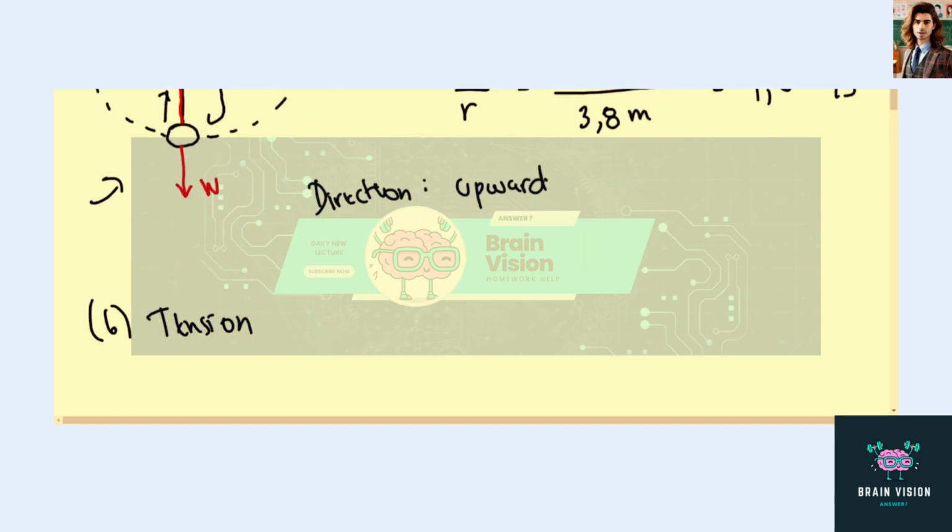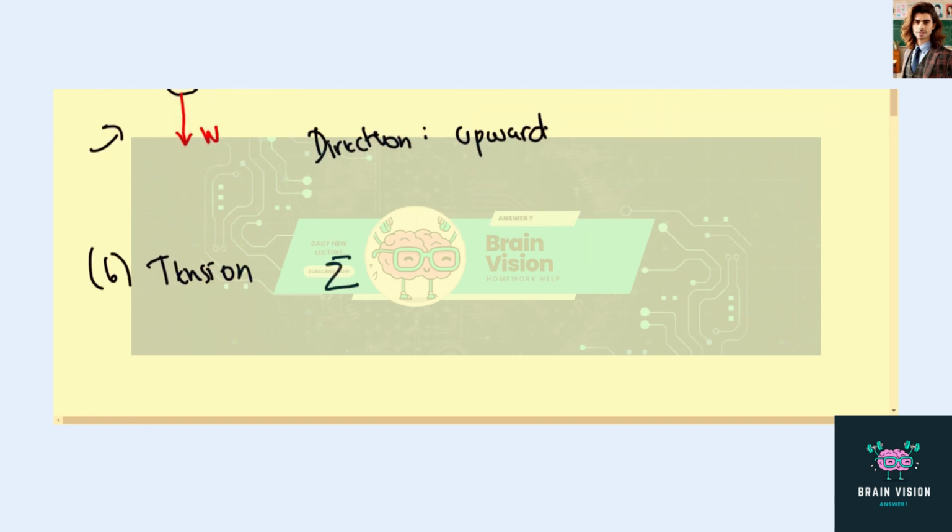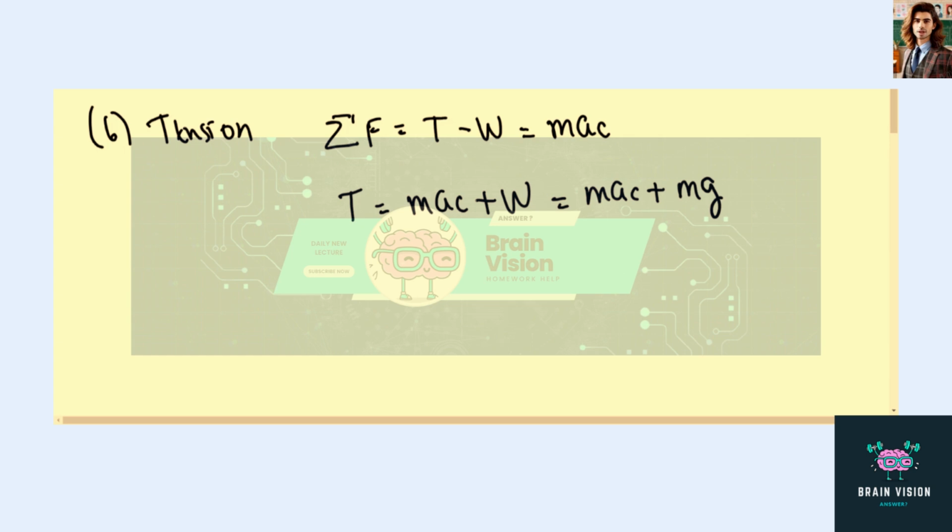So the sum of forces, in this case the tension, which we set as positive, minus the weight, is equal to the mass times the centripetal acceleration. Centripetal because in this case the object is following a circular motion, so we have the centripetal force. So we simply need to solve for the tension, and this will be m a_c plus the weight.